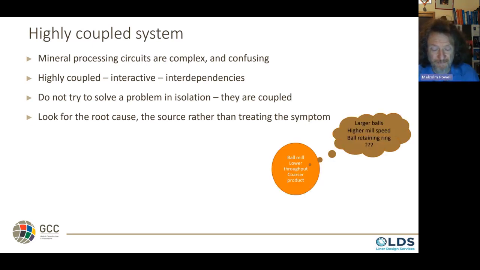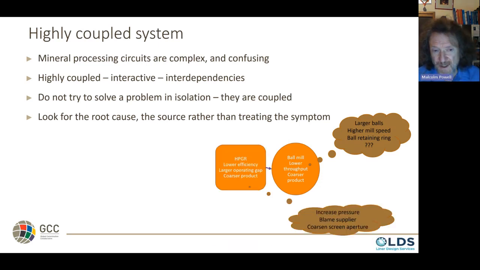As an example, and as I said earlier, these are all real examples. I'm at a ball mill, they've got a low throughput, a coarse product, and everyone's saying we need larger balls, we should speed up the mill, we should put in a ball retaining ring so we can load it up more, and they're asking me for advice. But if I look a little bit upstream, and someone else is asking for independent advice on the device upstream, which in this case is an HPGR, they're suffering from low specific energy numbers. The gap's higher than they would like.